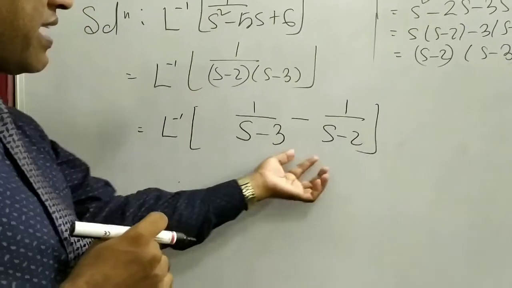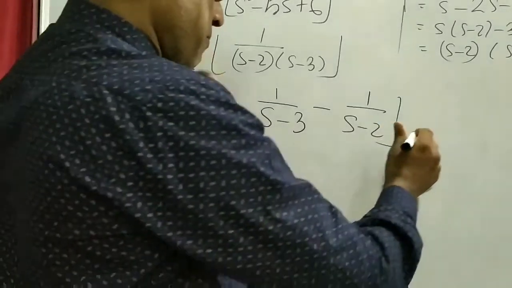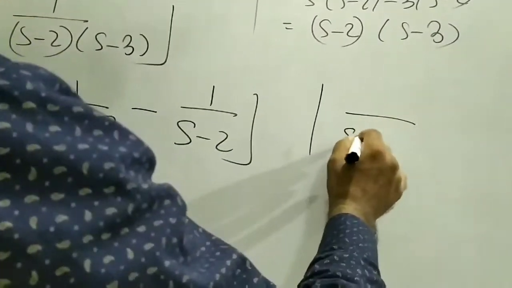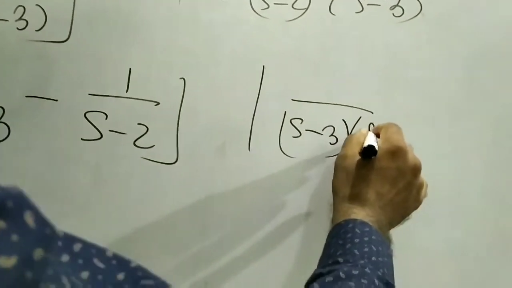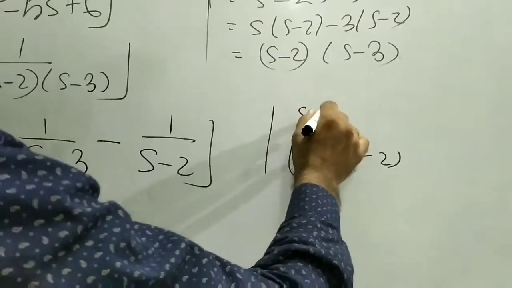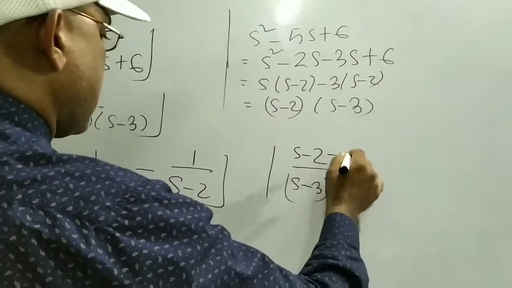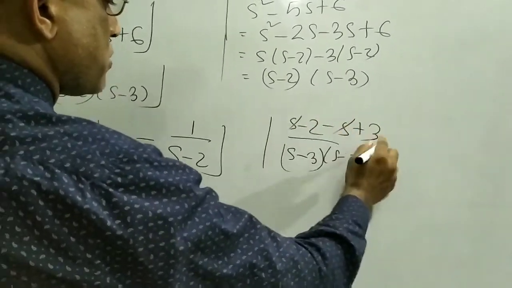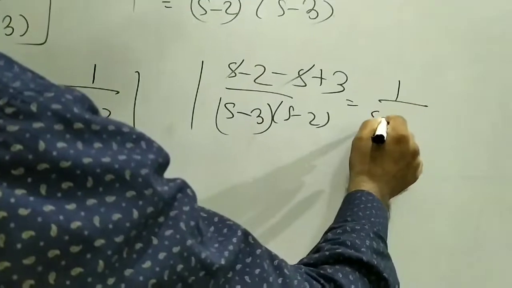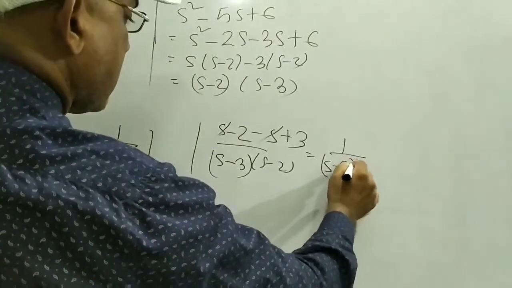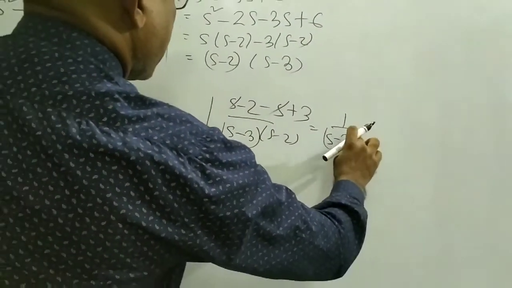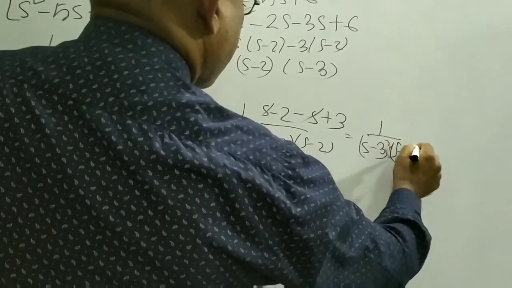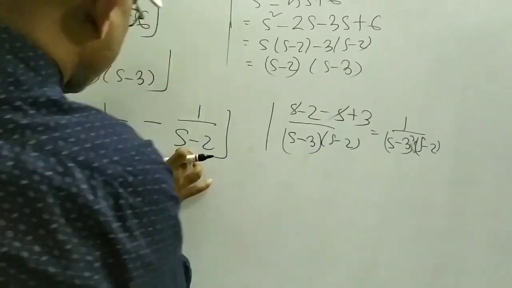Now again, if we taking LCM of these two, then s minus 3, s minus 2 is LCM, here s minus 2 minus s plus 3. S cancel, 3 minus 2 is 1. So we get 1 by s minus 3, s minus 2. We get this one. Ultimately, if we calculate this, we get this one.